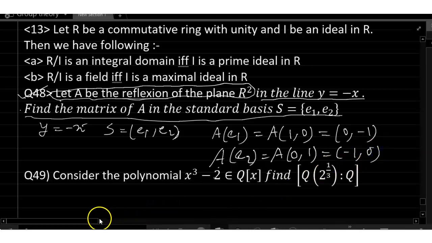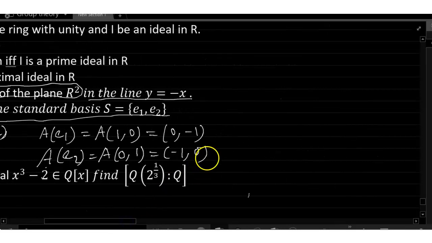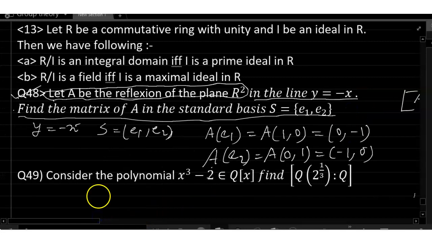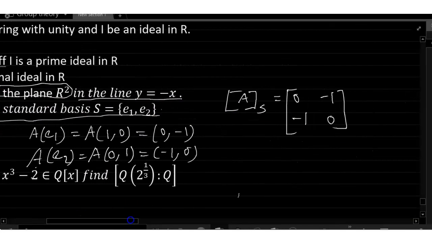So my matrix A is equal to [0, minus 1; minus 1, 0]. So I found out the matrix. This is my answer. My answer is this.